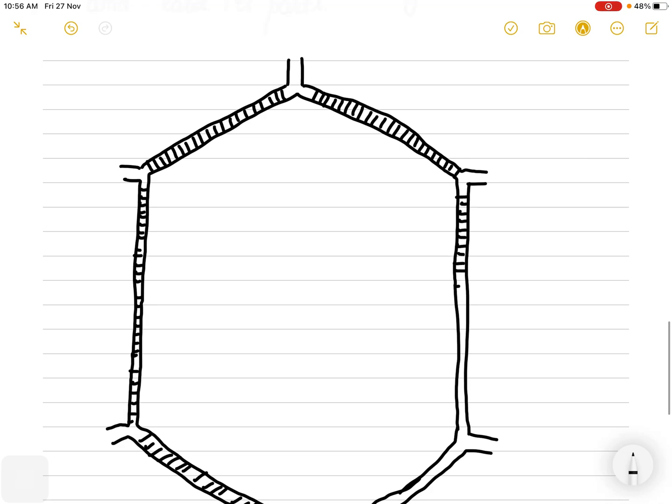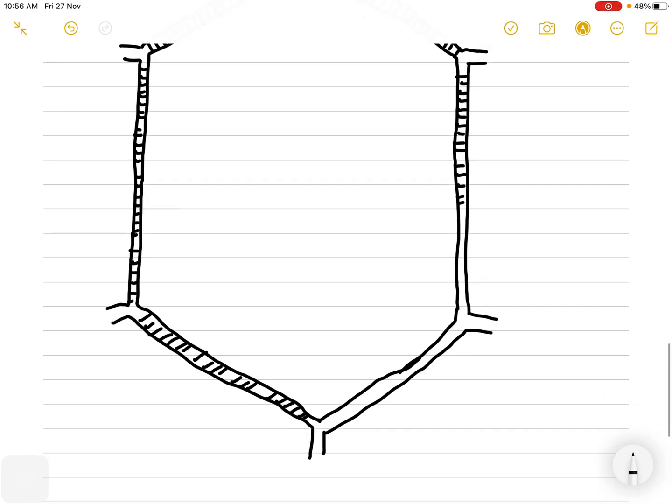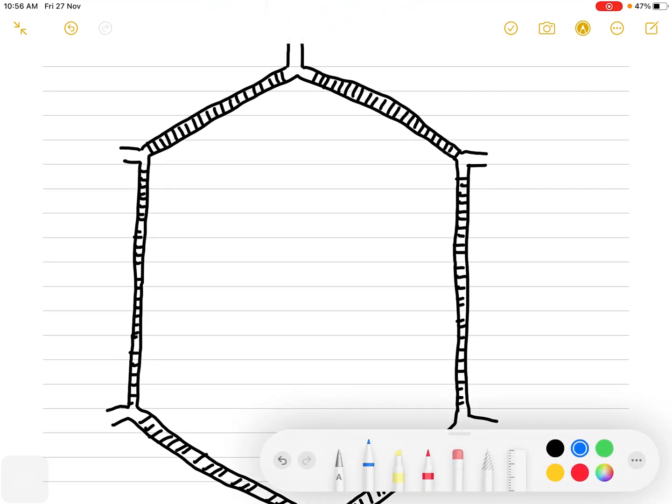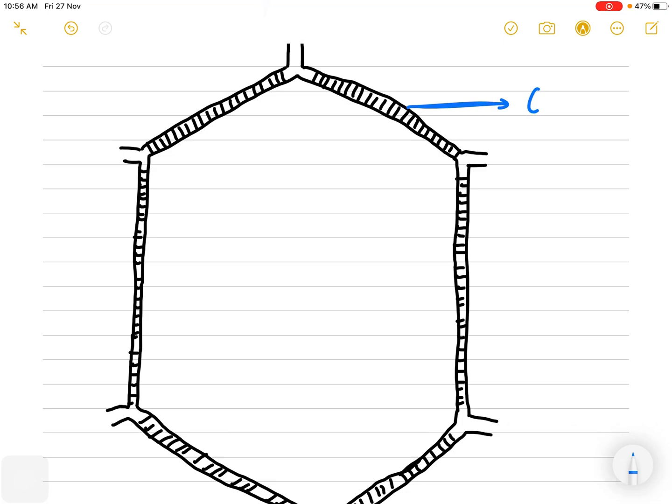Okay, so we are going to label it. You can also draw with me in your notebook one by one, right? So there we are done. Let's label it. This is our cell wall.